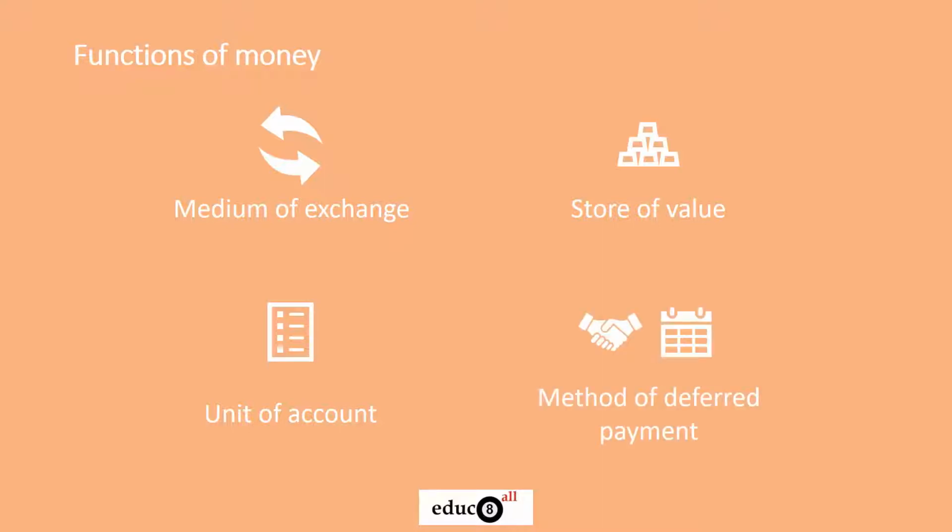Method of deferred payment. Sometimes it is necessary to agree in advance the value of future payments. Payments for goods to be supplied in the future, or for wages for the rest of the year, are often agreed in advance. Money can also be used to pay back debt. Money's role as a unit of account enables it to be used to settle future claims.